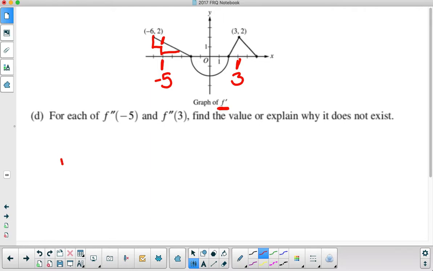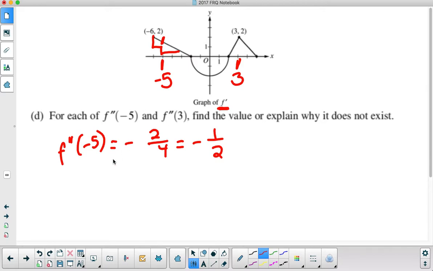So for f double prime of negative 5, you can look at that segment or the whole thing. It doesn't matter. If you look at the whole thing, you get negative 2 over 4. You look at that section, you get negative 1/2. Doesn't really matter. It's a linear part, so you just count it off. You get negative 1/2.